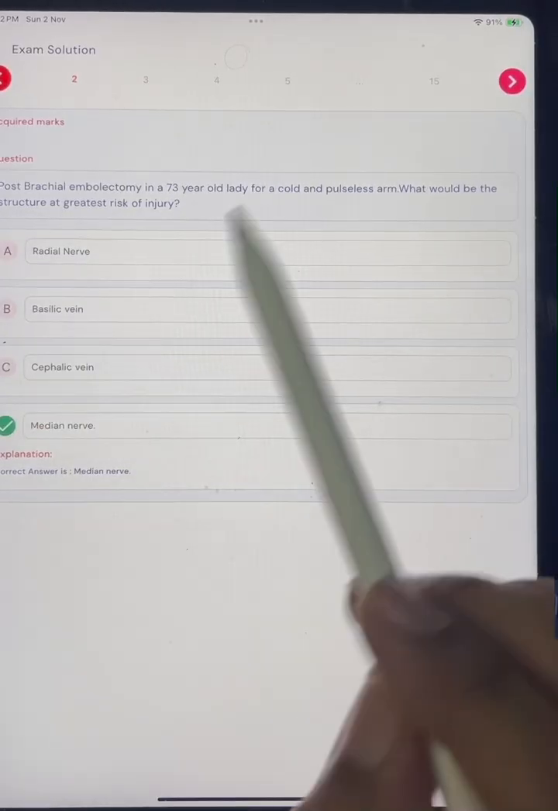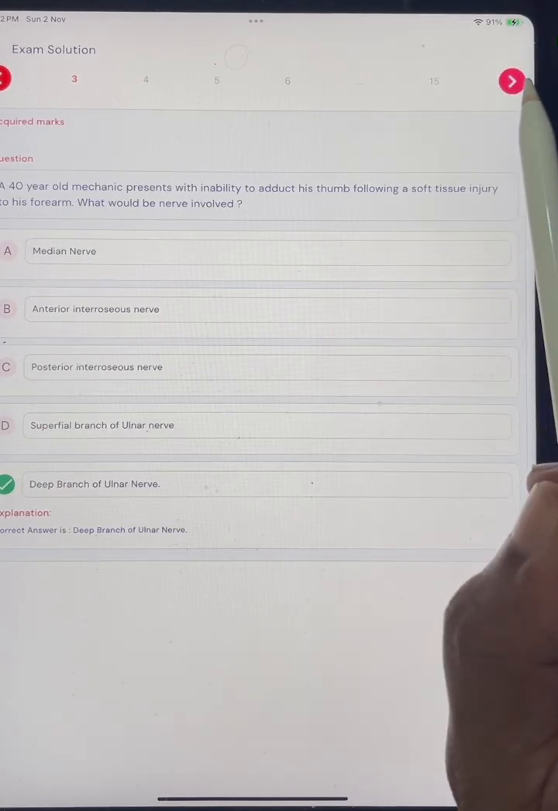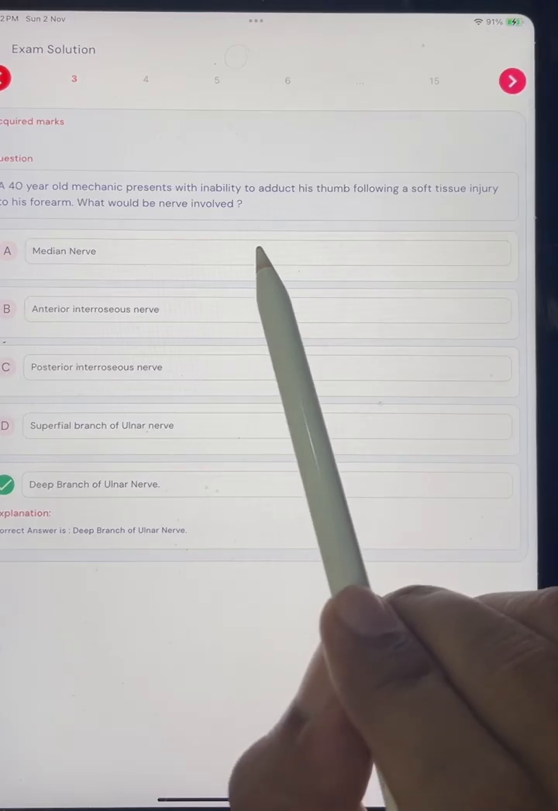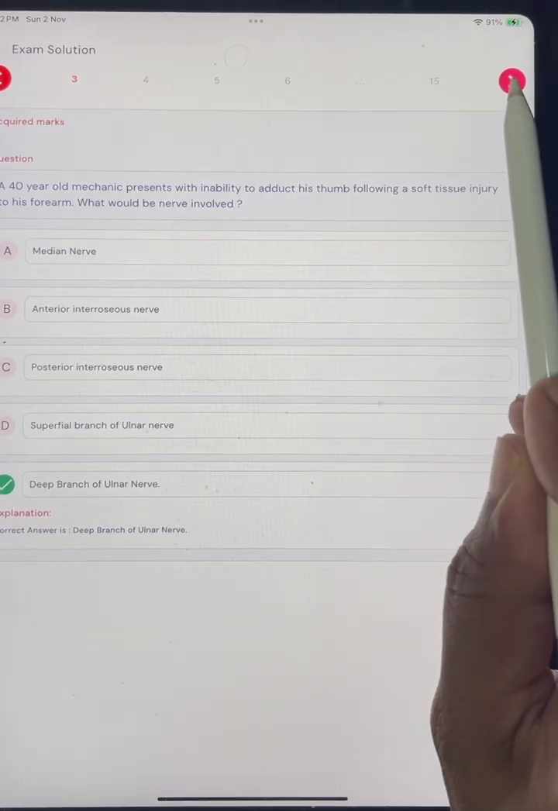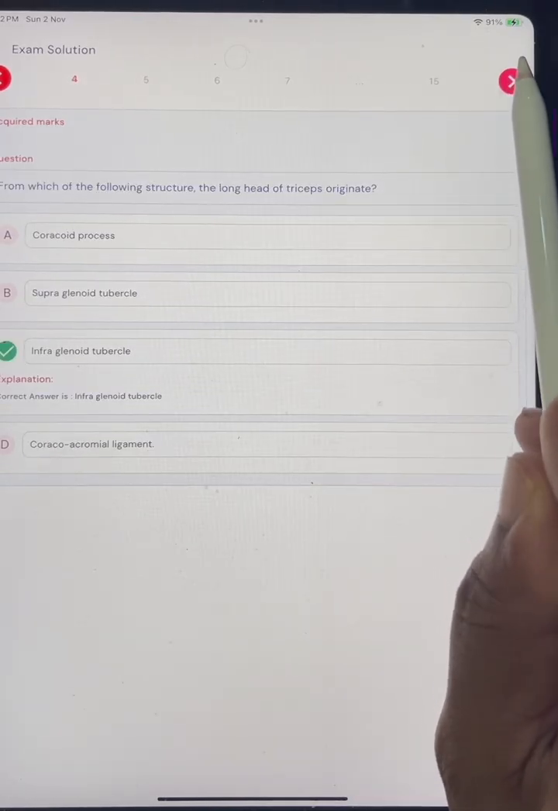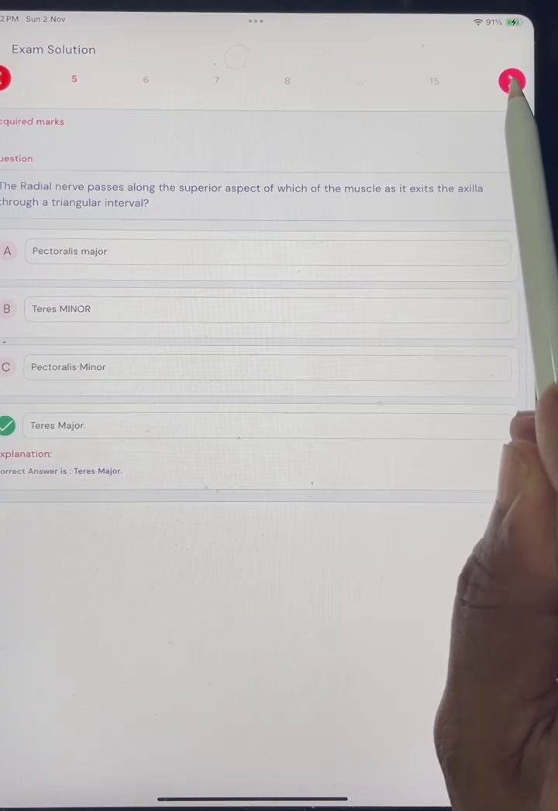Okay, this is the median nerve, no issue. Deep branch of the ulnar nerve, adduct, yes. Infraglenoid tubercle, right. Teres major is also right.